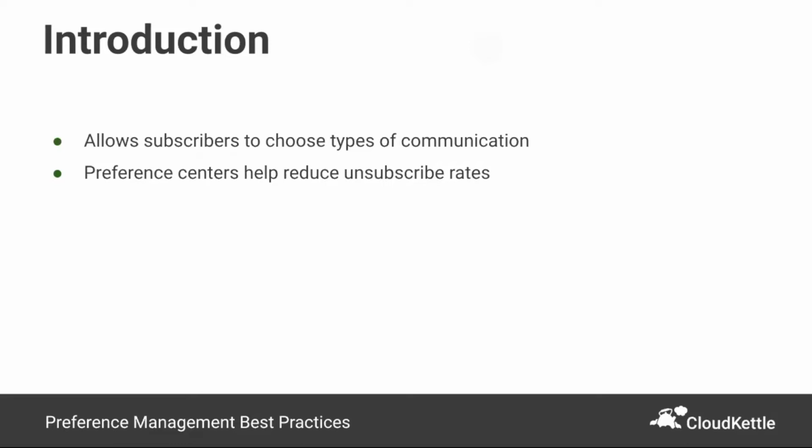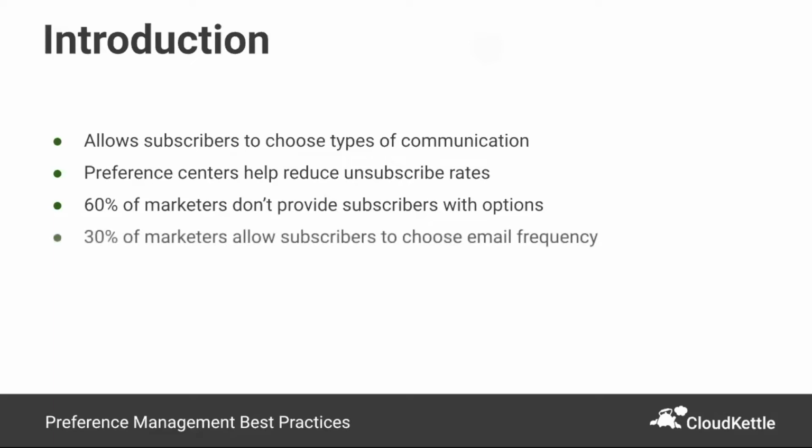However, preference centers help to ensure you lose fewer subscribers, as in the vast majority of cases, a subscriber will visit their preference center when they want to unsubscribe. But they may just prefer to receive fewer messages or only messages about a specific topic. Providing subscribers with alternative options to unsubscribing will help to reduce your unsubscribe rate. But surprisingly, 60% of marketers don't give subscribers the option to select the types of emails they want to receive. And only 30% of marketers allow their subscribers to decide how often they want to be emailed.